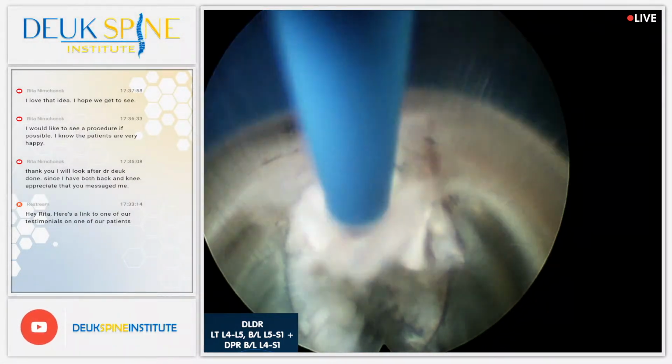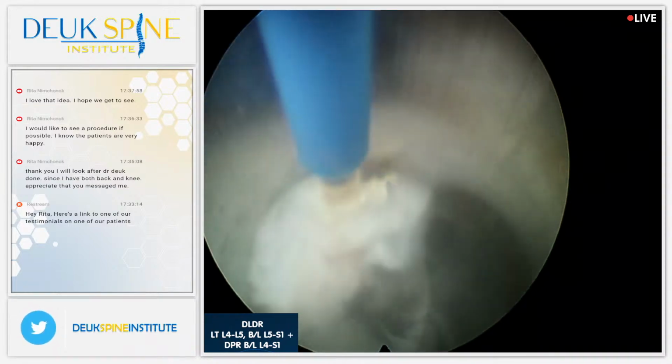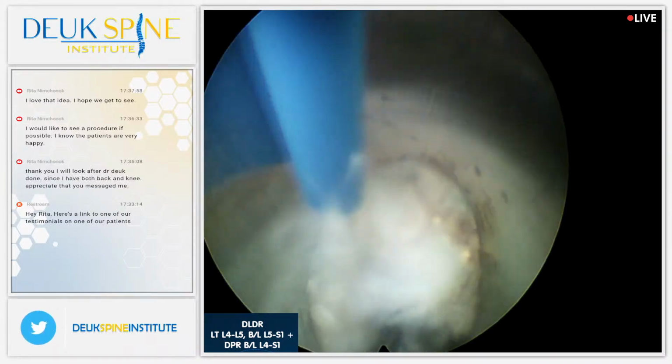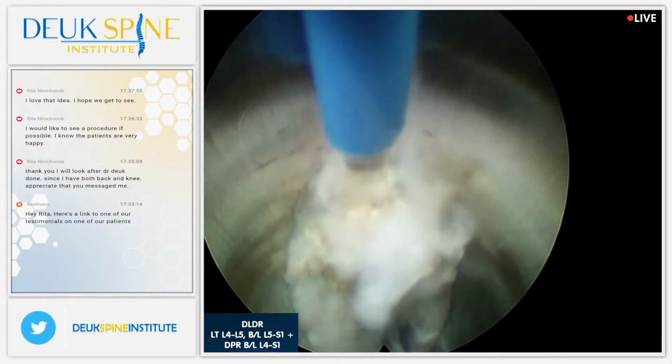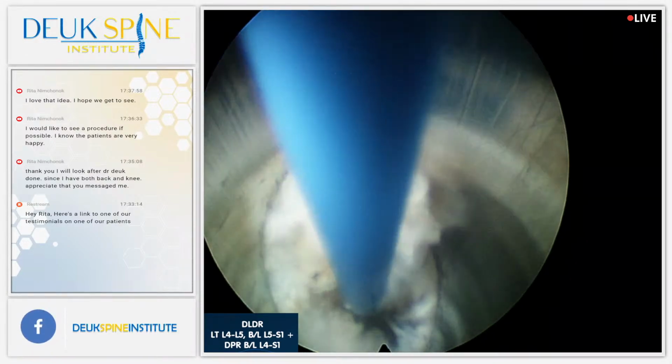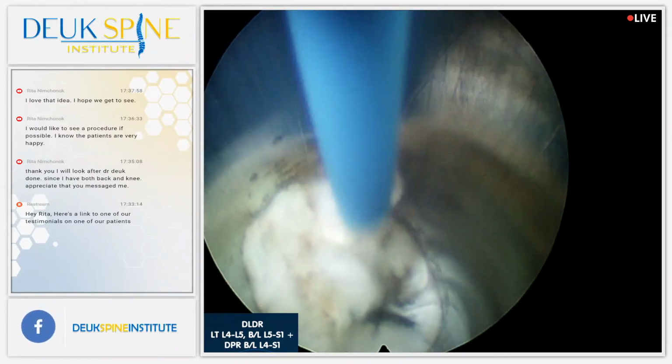Look at that inflammatory tissue. Pink. We're almost done here. I've got about another 2 minutes and then we'll go to the other side, finish up, and then we'll do the DPR, which will be pretty quick.